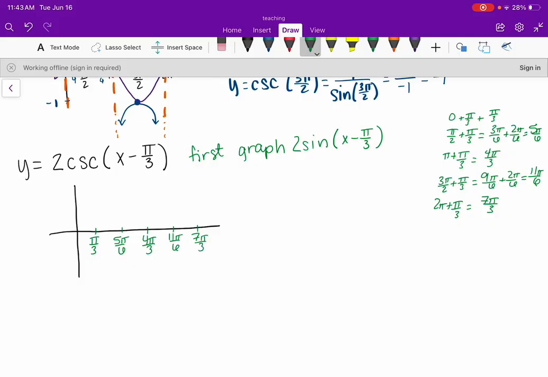My amplitude is 2, so it'll go up to 2 and down to -2. There's no vertical shift, so I still go right through the middle. So here's my graph of sine.